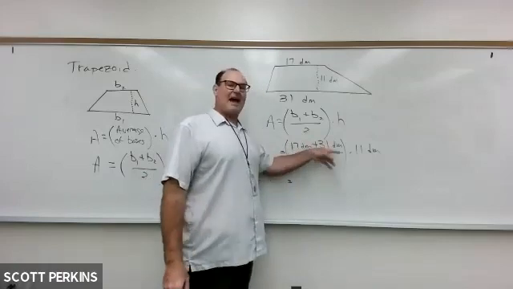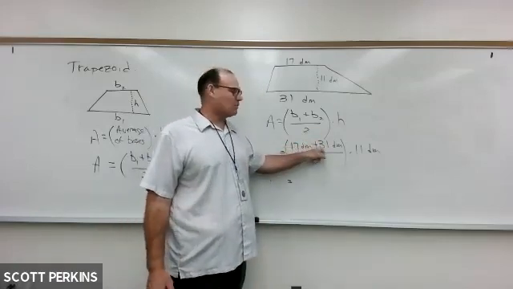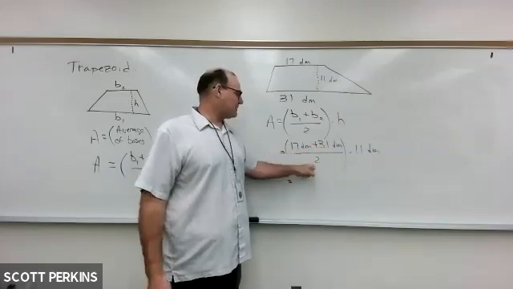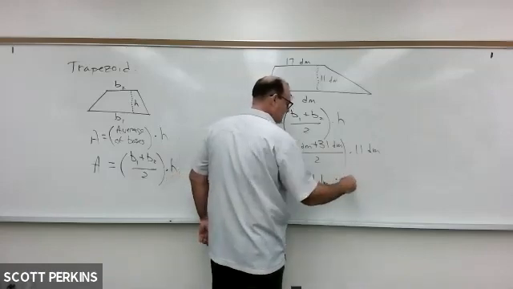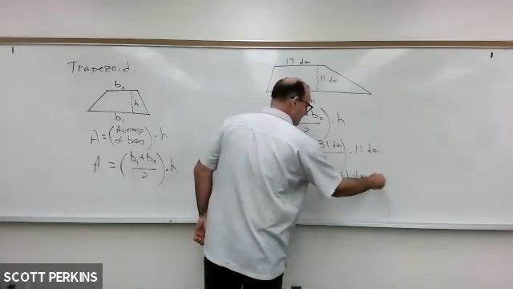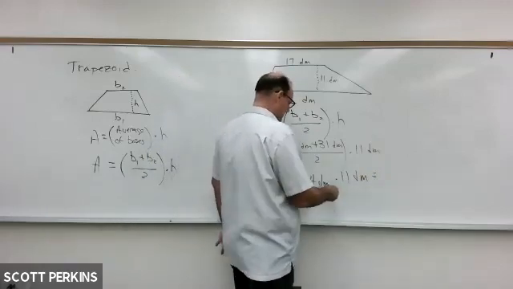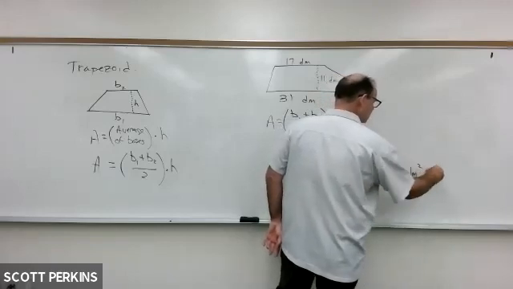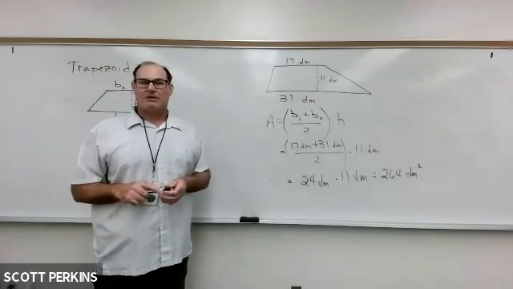So let's figure out the average first. I'm going to take this one step at a time. So 17 and 31, what is that? 48. 48 divided by 2 is 24 decimeters times the 11. And then when you pop that into your calculator, 24 times 11, I think is 264 decimeters squared. Square decimeters. And plug and chug. That's how we find our area.